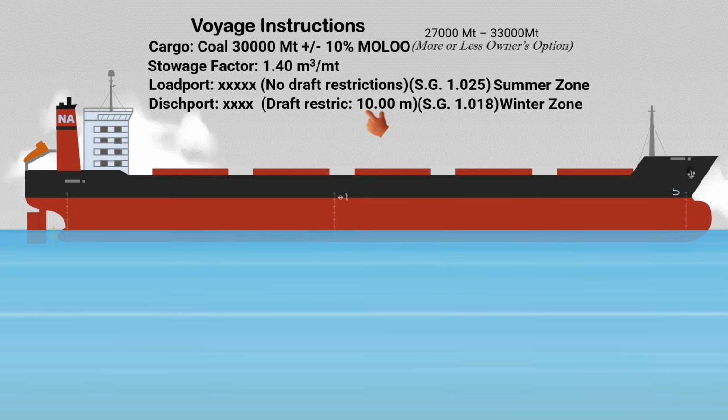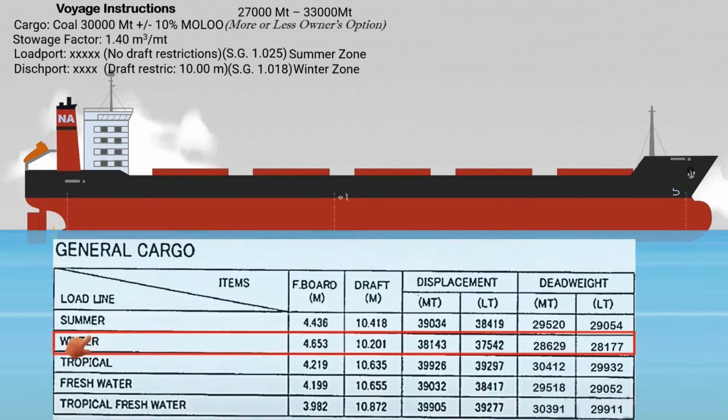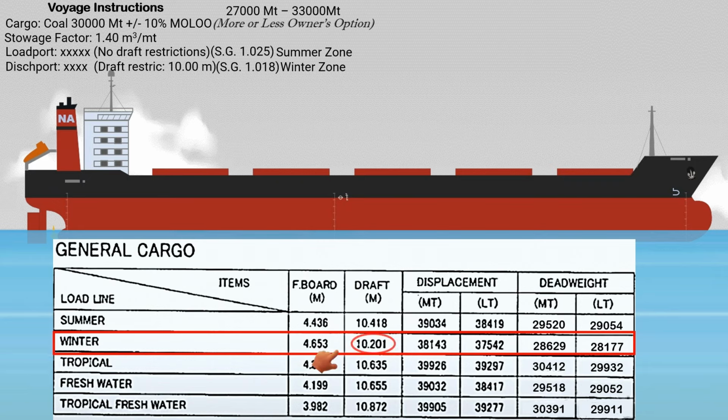Since there's a draft restriction at our discharging port, we'll start our calculations from this port, a method often referred to as loading back. We also need to account for the load line restriction, as the discharging port is located in the winter zone. Let's check the ship's winter draft, as this represents the allowable draft when the ship is floating in saltwater within the winter zone.